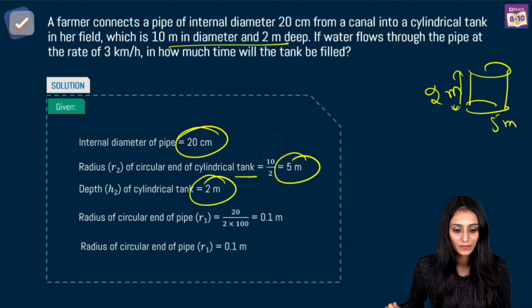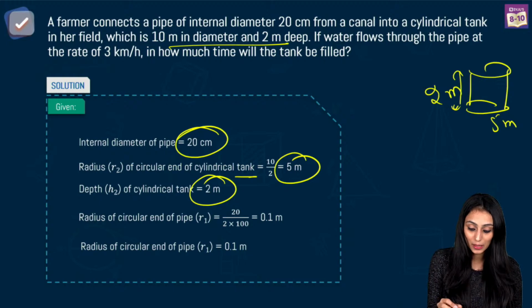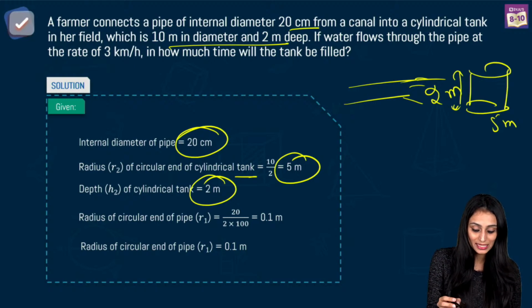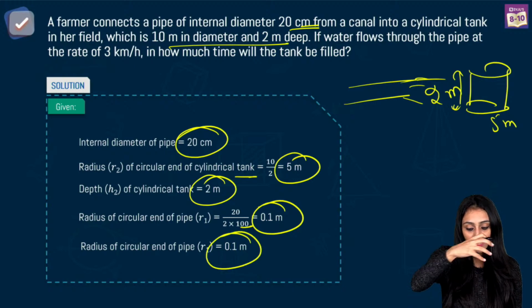Okay, I can see answers coming in. All right. So he has connected a pipe, and the water is flowing through it. The pipe has a diameter of 20 centimeter. To convert it into radius, I divide by 2, and since it is in centimeter, I divide by 100. We have 0.1 meter. So that's R1. Now, the water is flowing through the pipe at the rate of 3 km per hour.